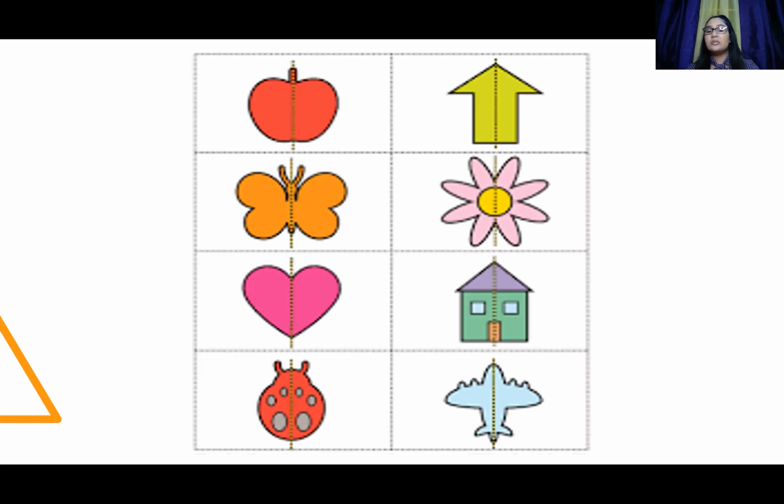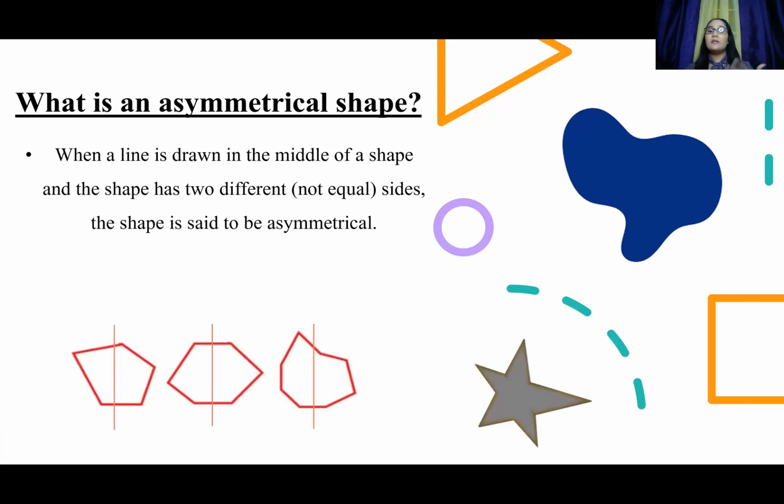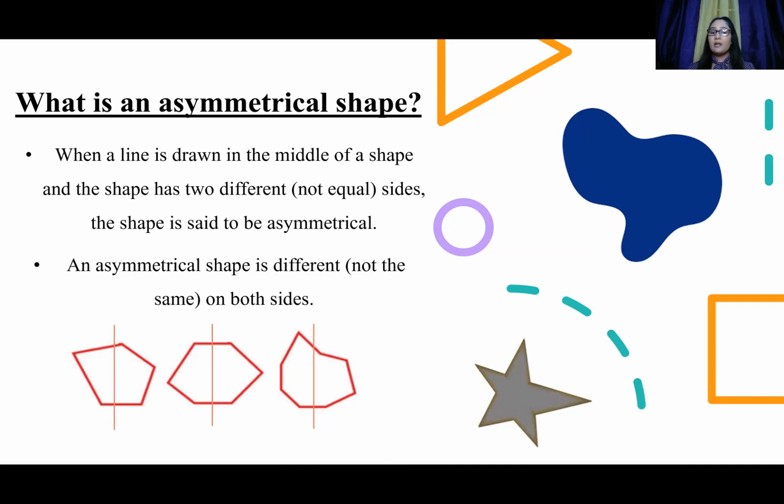Now that we learned about lines of symmetry and symmetrical shapes, we are going to learn about asymmetrical shapes. What do you all think an asymmetrical shape is? Right. So what is an asymmetrical shape? When a line of symmetry is drawn down the middle of a shape and the shape has two different sides and the sides are not equal, the shape is said to be asymmetrical. The shape is different on both sides.